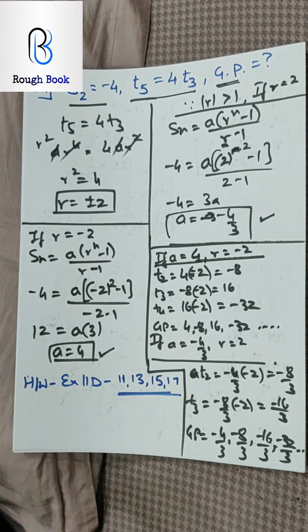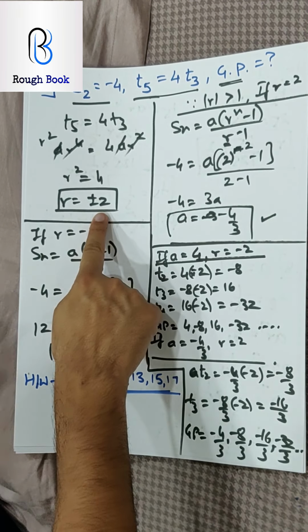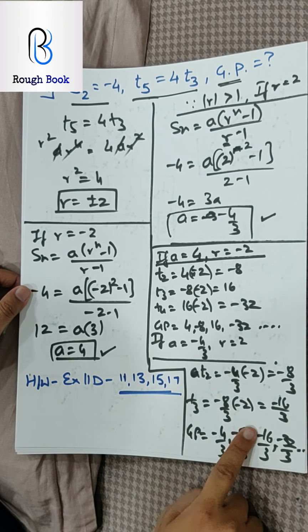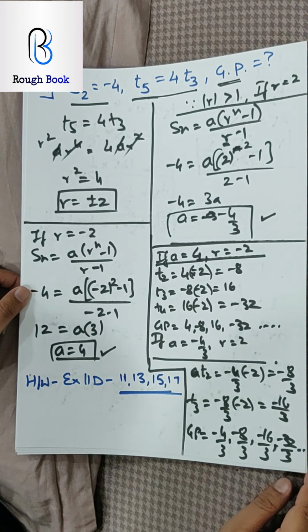This is slightly technical because people might only take plus 2 and they will get only one answer, that is this one. They will not get this part and then they will go wrong.